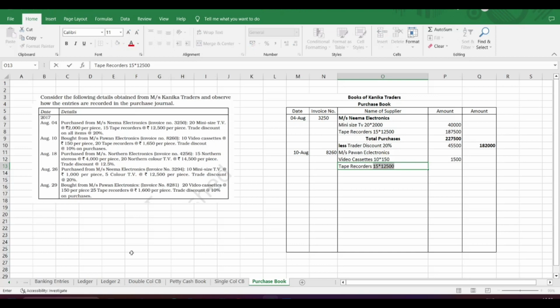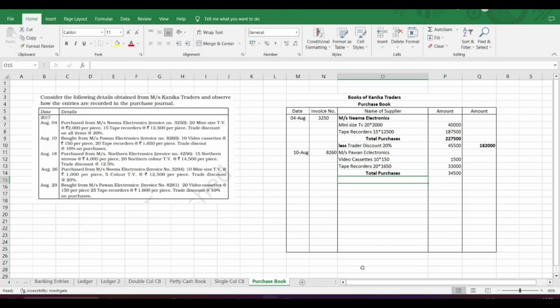Next we are purchasing tape recorders. How many? 20 tape recorders at 1,650 per piece. Sorry, 1,650 per piece. So here the total will be 20 into 1,650. Total is 33,000, and trade discount at 10% on purchases. So our total purchase is 34,500.